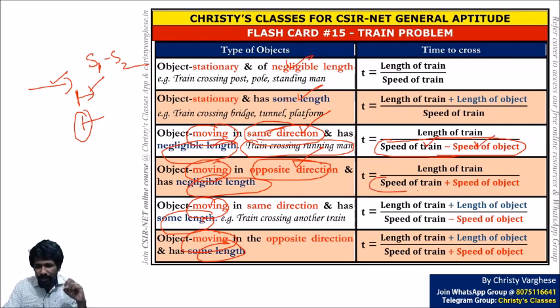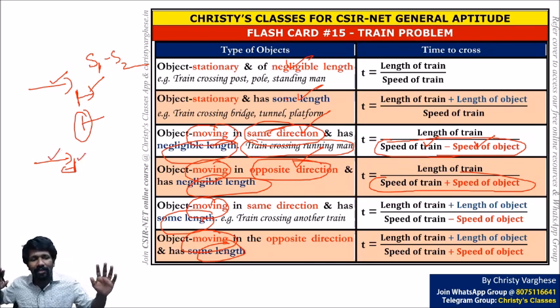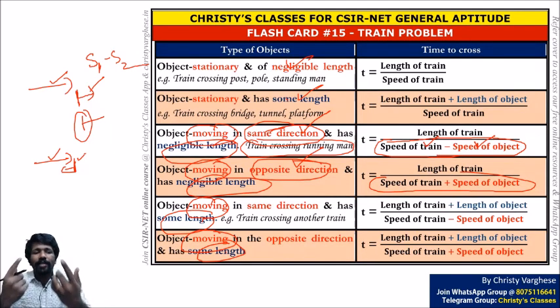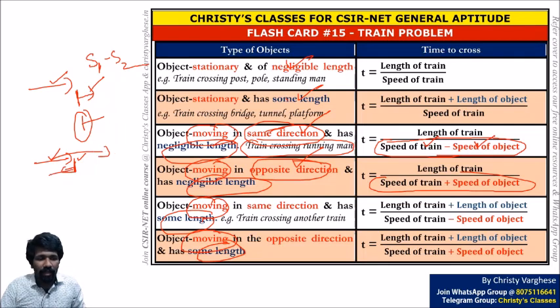It will be plus when it is the opposite direction, because for example a train is there and a human being is running in the opposite direction like this. The train is trying to cross this person, and the human being is supporting it by moving more and more towards the train. Supporting it means speed will add up, time will be less. Speed adding up means the denominator increases, so time will be less for sure. So same direction, subtraction; opposite direction, add up.